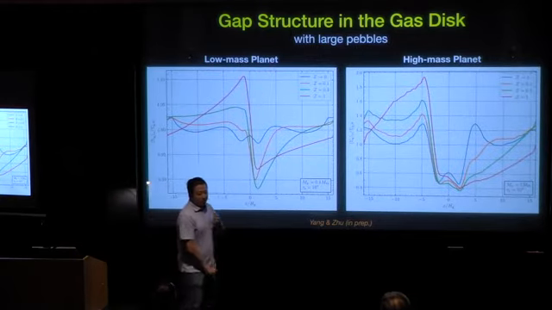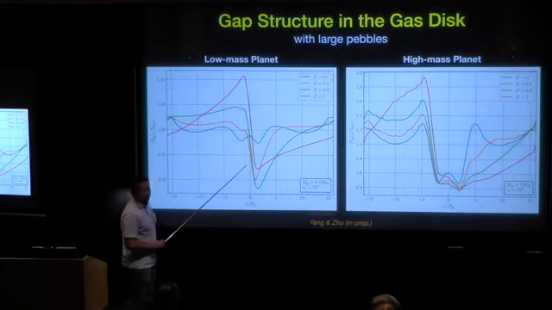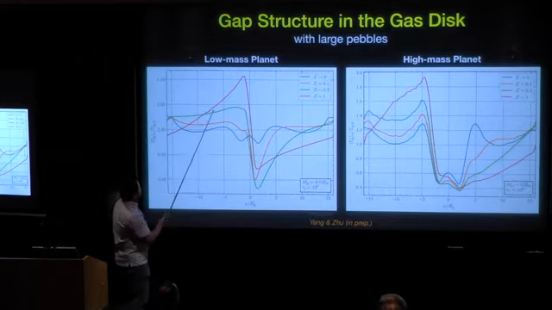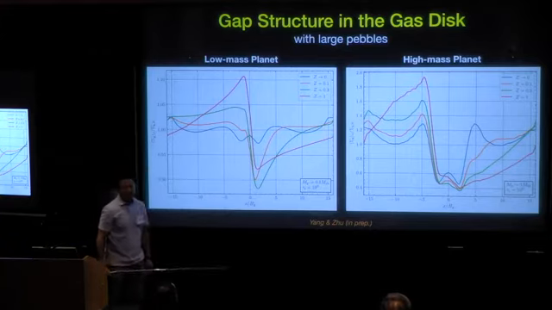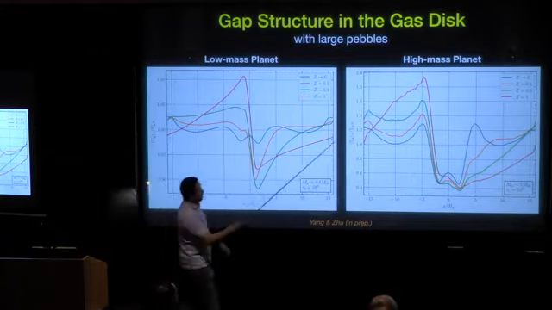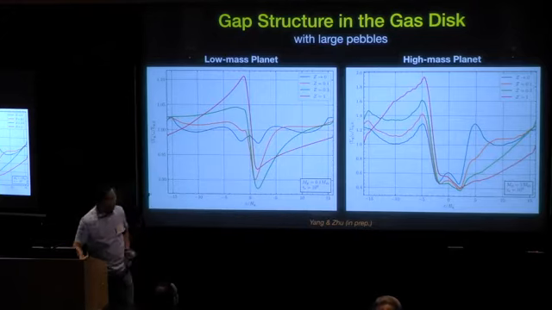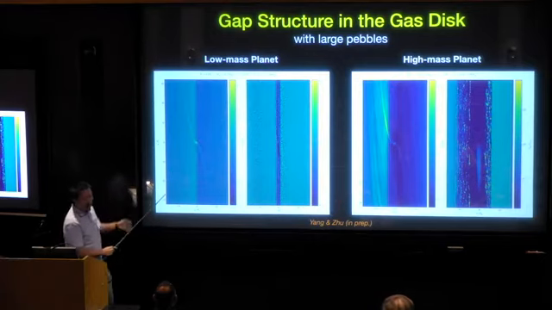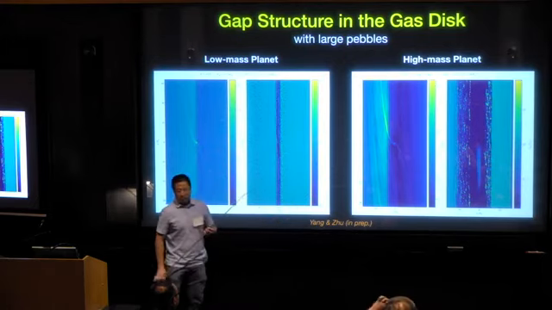How about large particles? It's even more dramatic. I don't have any gap anymore. The gas is pushed out from the inside out, and the whole gap is gone. And even with a high mass planet, you still see the edge effect. Everything is gone. What does it look like? It looks like this. I cannot really tell there's any gap around the planet in the gas. And I will talk about the particles part later.